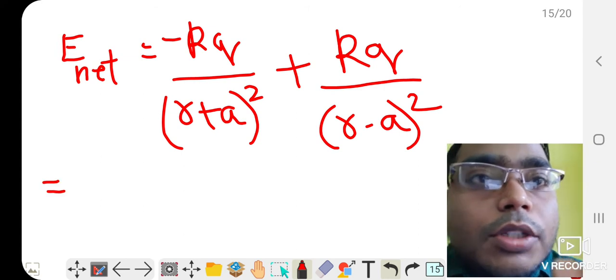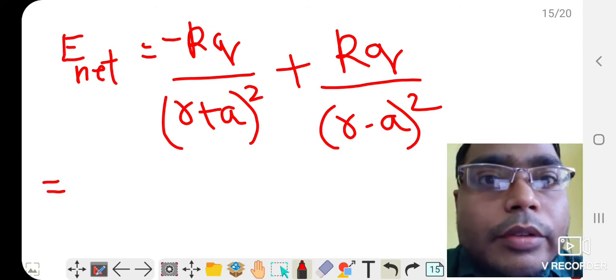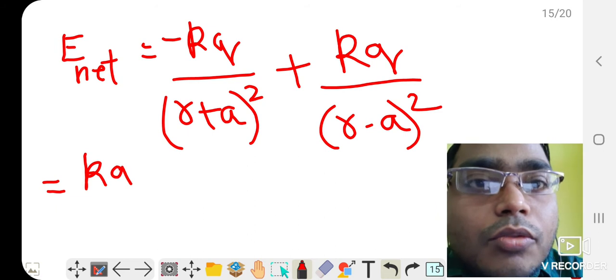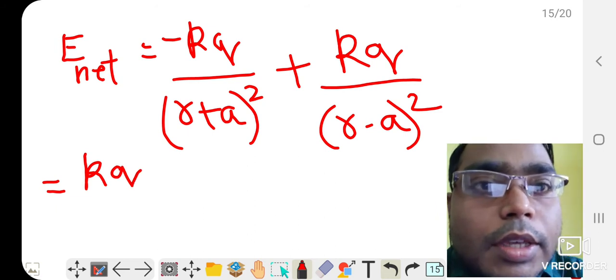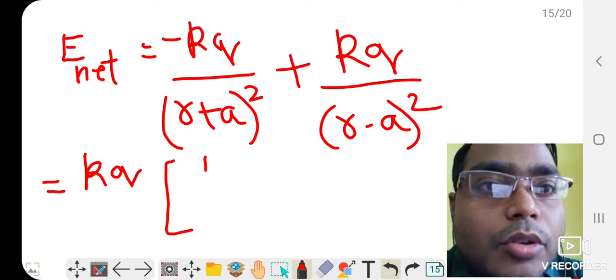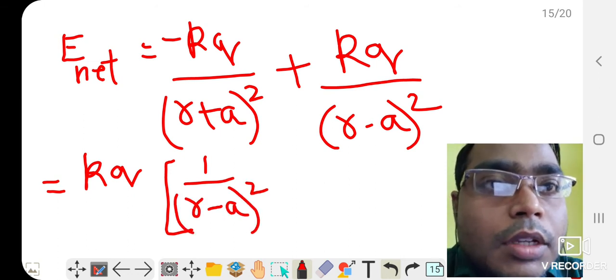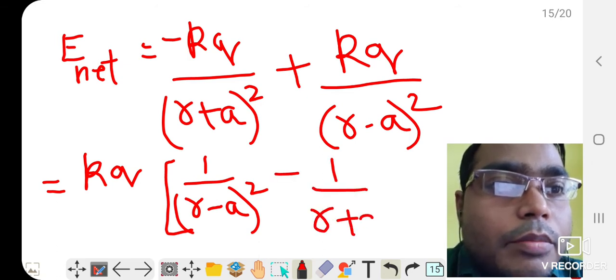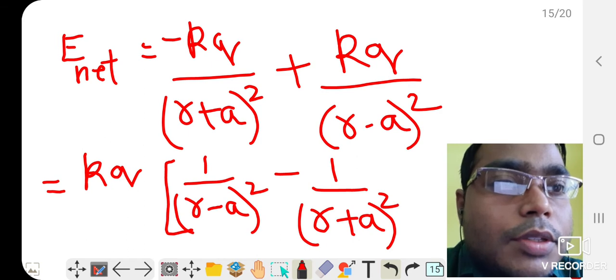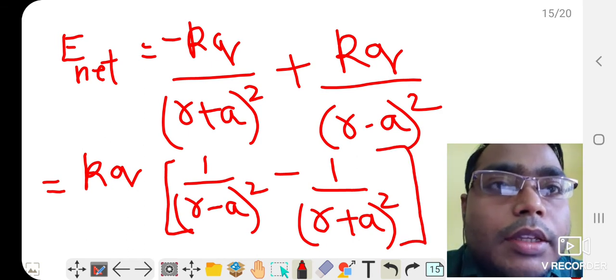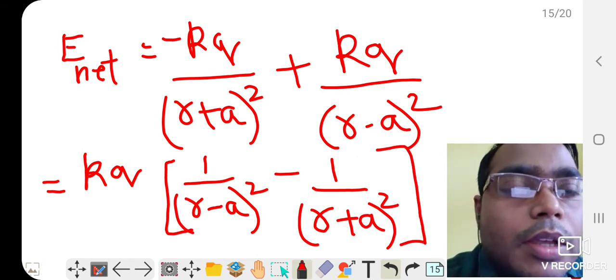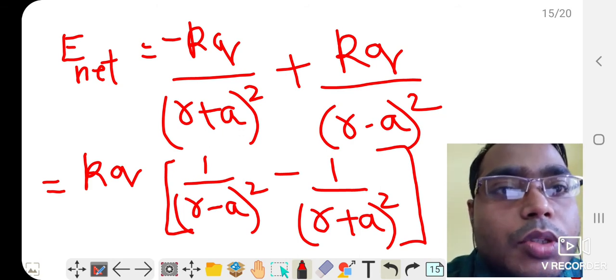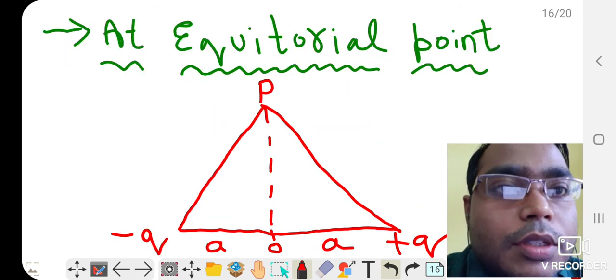From here, which quantity can we take common? We can take kq common. If we take kq common, it will come out as 1 by (r minus a) whole square, minus 1 by (r plus a) whole square. I think it is clear to all of you. We have taken kq common, so that will be 1 by (r minus a) whole square minus 1 by (r plus a) whole square.